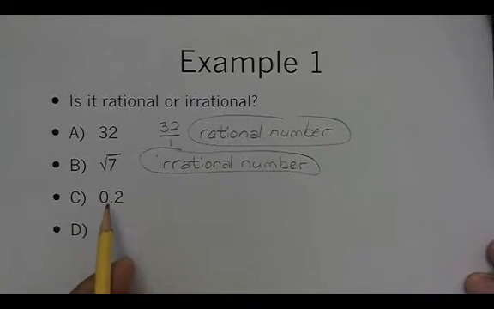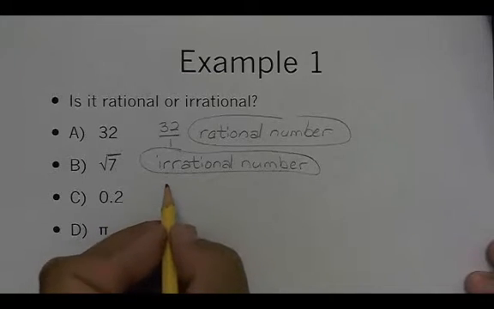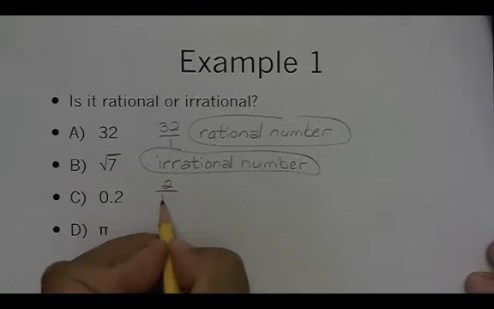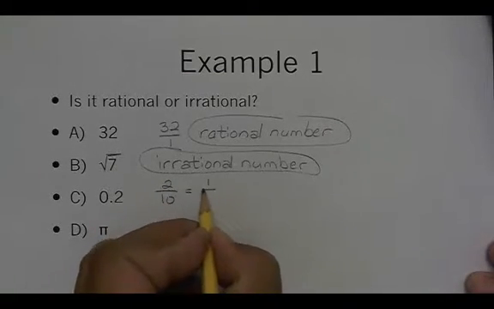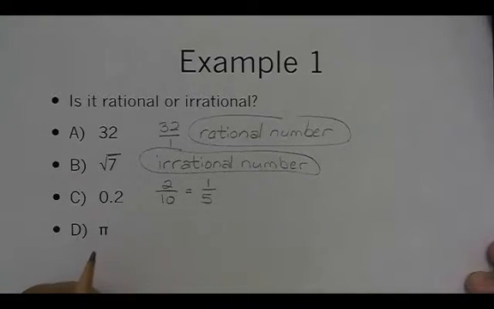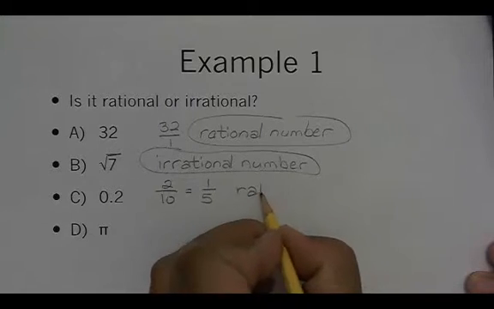C, which is 0.2, can we write that as a fraction? And we read that as 2/10. So when we write it as a fraction, it's 2 over 10, which reduces to 1 over 5. But can we write that as a fraction? Yes, we can. So that's a rational number.